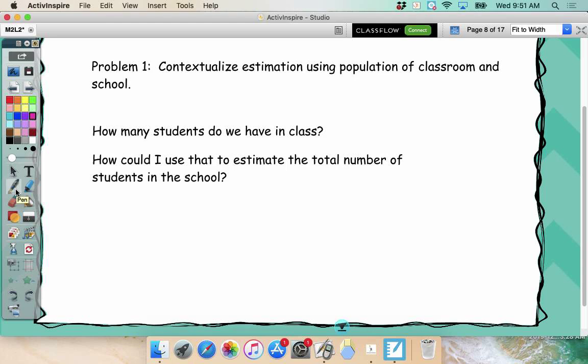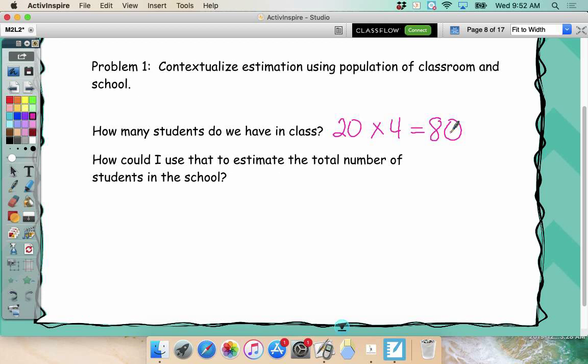So how many students do you have in your class on a regular basis? 19. If I estimate in 5th grade, what am I going to do? Round, okay? So I'll round 19 to what? 20. Okay? Now, the next part I can figure out easily. How many 5th grade classes do we have? 4. So that means 5th grade has approximately 80 students, or about 80 students.